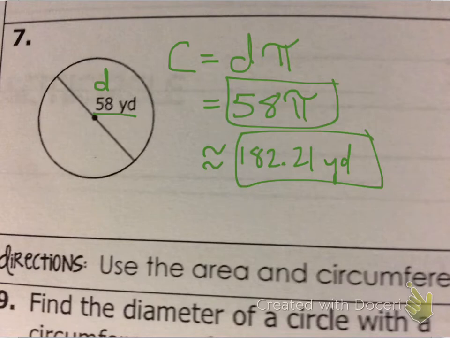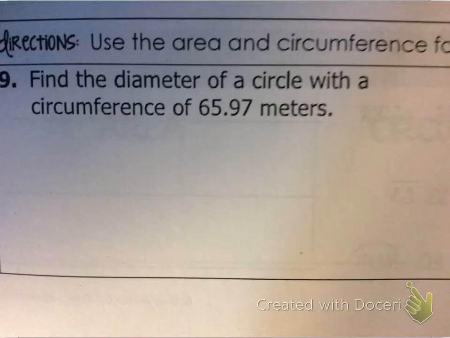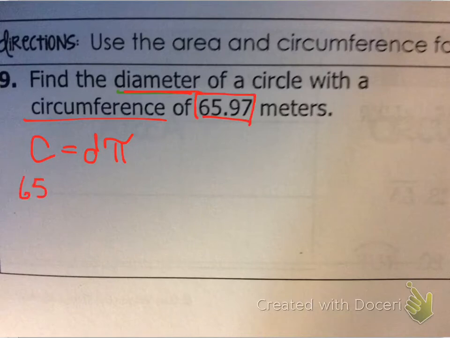All right, so now let's go to the slightly more interesting part. Let's look at this type of question starting at number 9. Find the diameter of the circle with a circumference of 65.97. Right there they tell me the circumference and they want me to find the diameter. So, since that's the case, I would do circumference equals diameter times pi. You could have done 2 pi r, but this would have been easier. This is the circumference, so I'm going to put 65.97 and put diameter times pi.